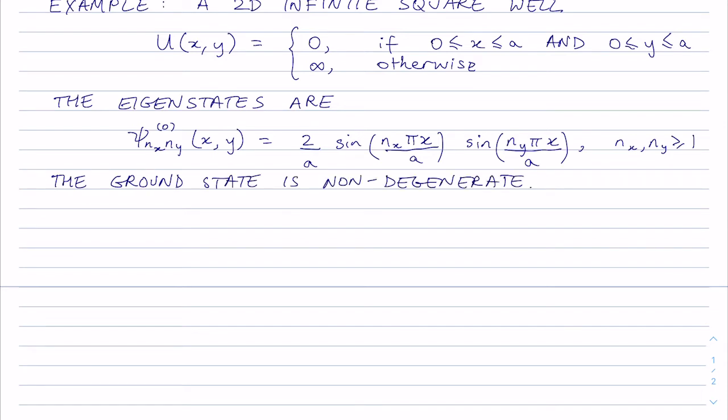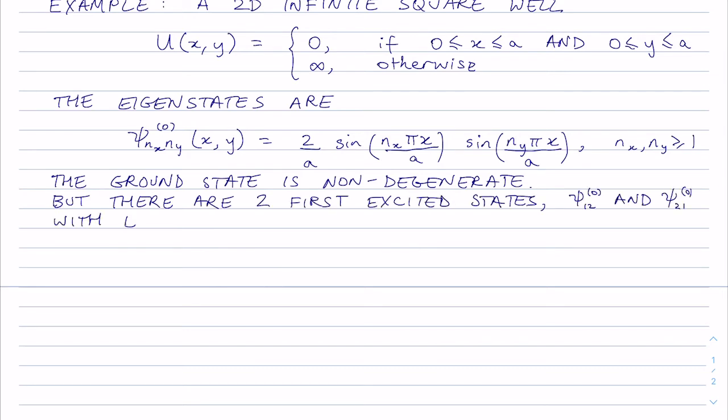So if I asked you a question about what happens to the ground state under perturbation theory, i.e. when nx equals ny equals 1, then you don't have to worry about degenerate perturbation theory. But if you look at the first excited states, there are two of them with the same energy. So there are two first excited states, nx equals 1 and ny equals 2, and nx equals 2 and ny equals 1. They both have the same energy, and just for simplicity, we're going to call these psi A naught and psi B naught.